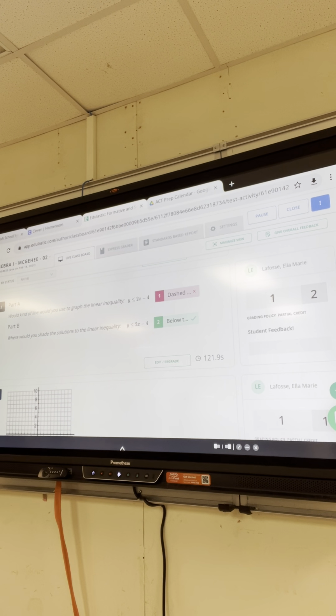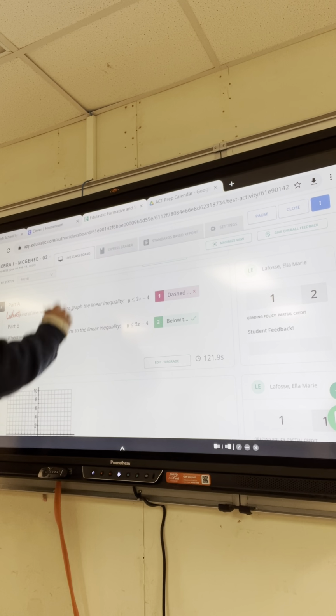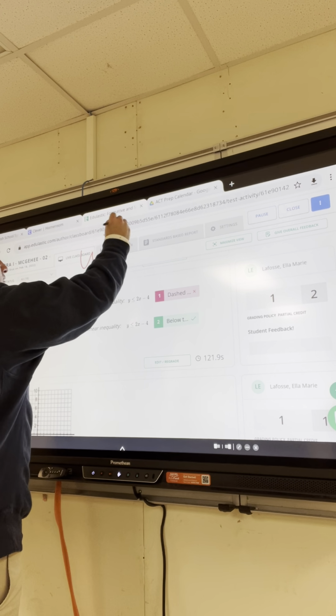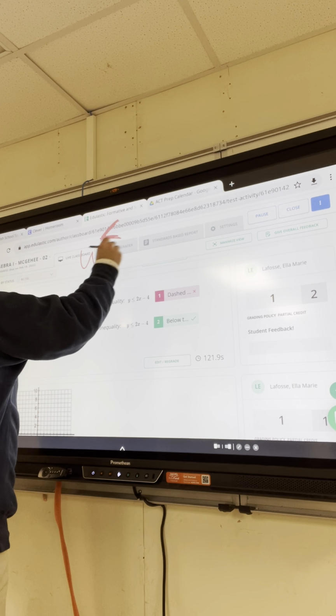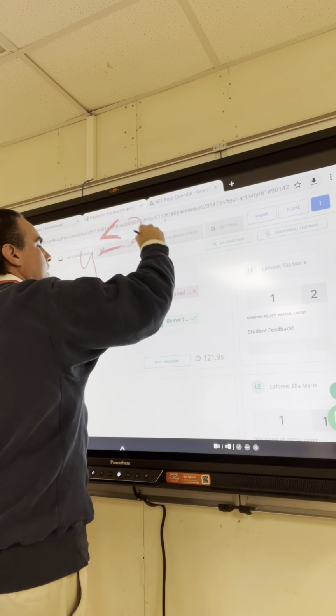Number 2. What kind of line would you use to graph the linear inequality y is less than or equal to 2x minus 4?